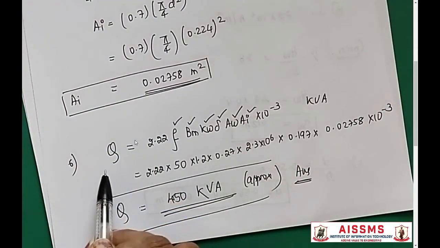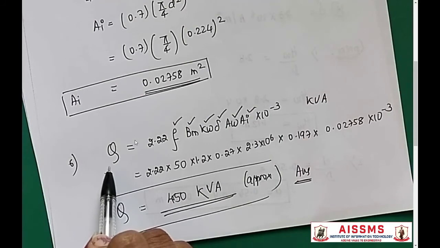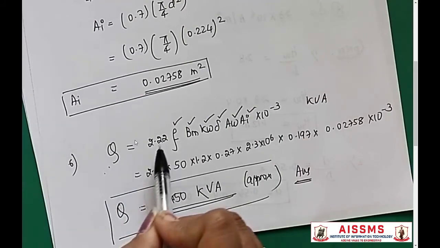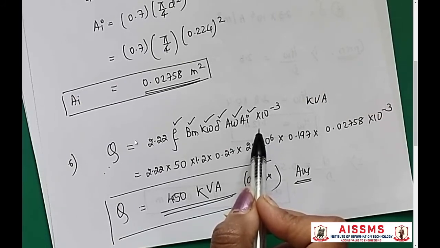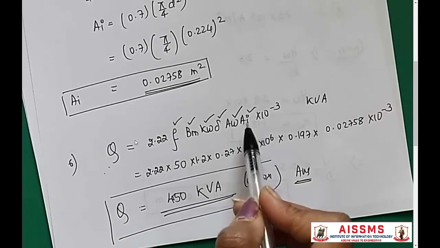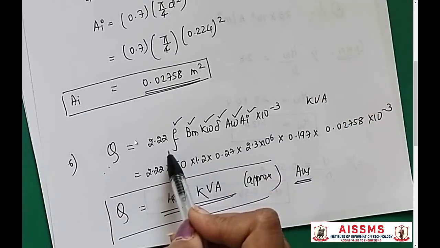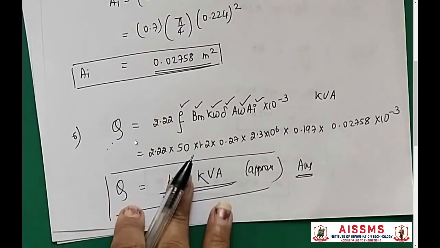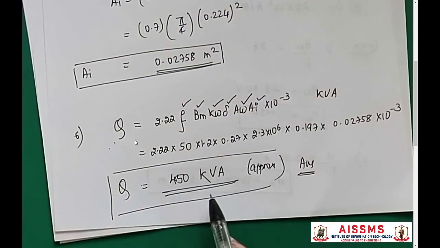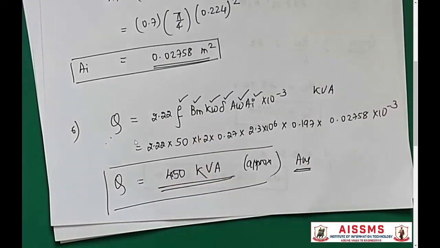We had already seen in the earlier lecture that the formula for finding the kVA output of a single phase transformer is 2.22 F BM KW delta AW AI into 10 raised to power minus 3. So we have to check which quantities are available, which parameters are not available, calculate those first, and then it becomes very easy to put the values. I hope that you have understood how to apply the derivation for the output of a single phase transformer to calculate the numerical. So thank you, students.